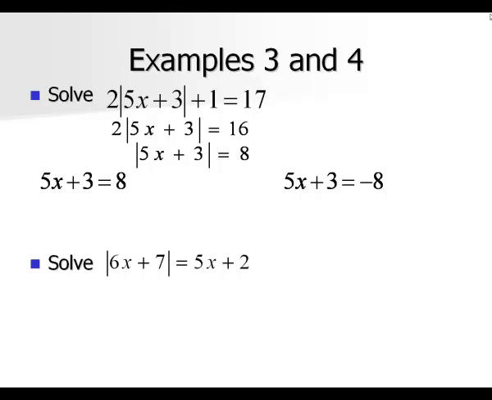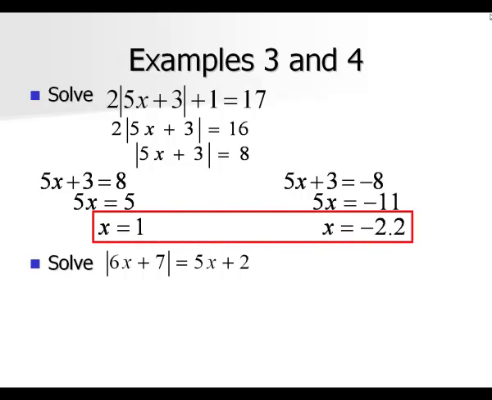In both equations, you're going to now subtract 3. And in both equations, you're going to divide by 5. So the first answer we get for x is 1. The second answer we get is negative 2.2. And when you plug both of them back into the original equation, they both work out correctly. So this one has two answers. Try example 4 and pause the video until you're ready.